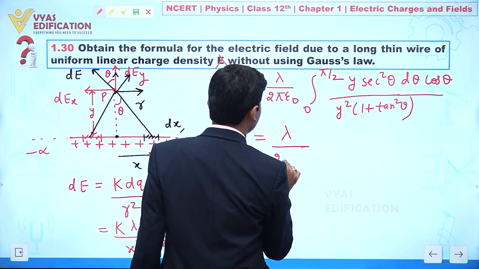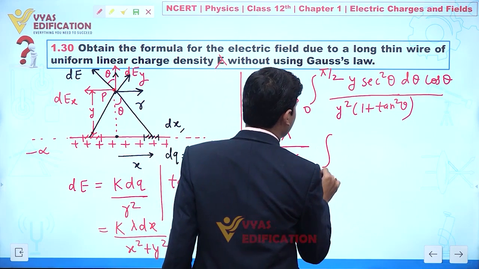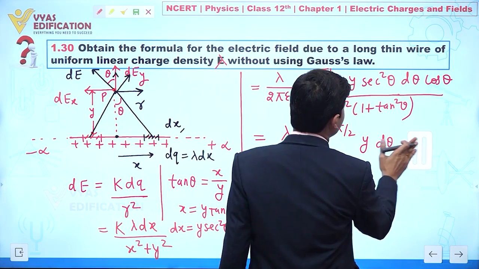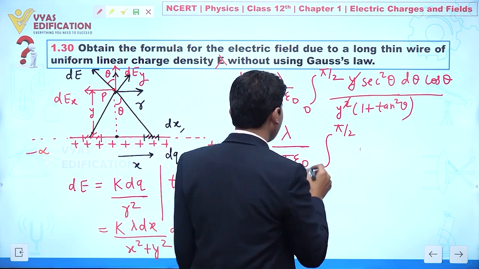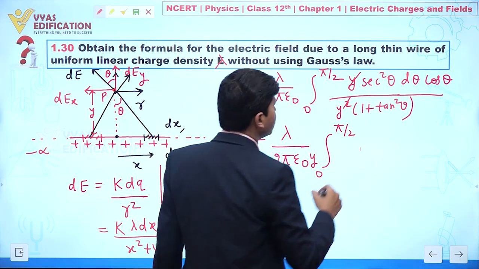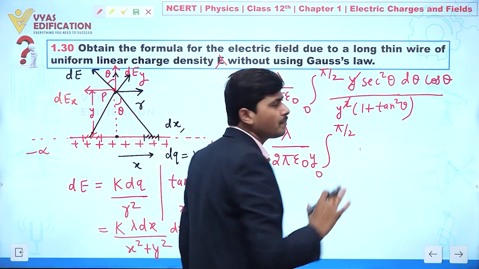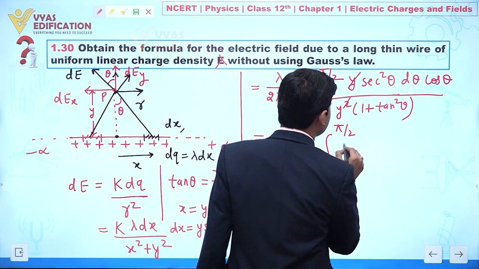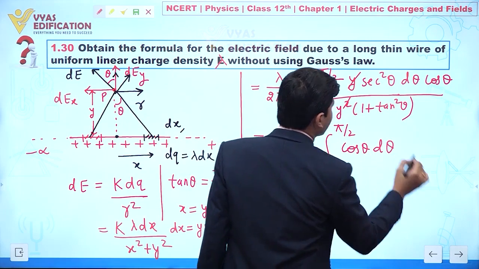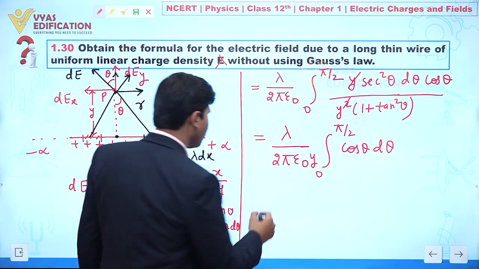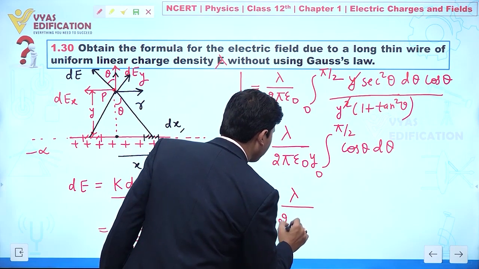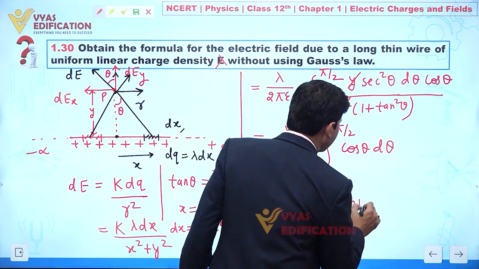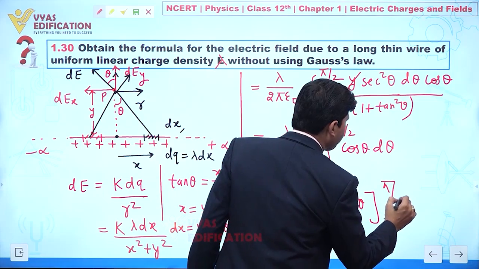So lambda upon 2 pi epsilon naught, from 0 to pi by 2, y sec square theta d theta over y square sec square theta. The y cancels out and we take the remaining y outside. The sec square theta also cancels out, so we can write this as cos of theta d theta. So we get lambda upon 2 pi epsilon naught y times sin theta from 0 to pi by 2.